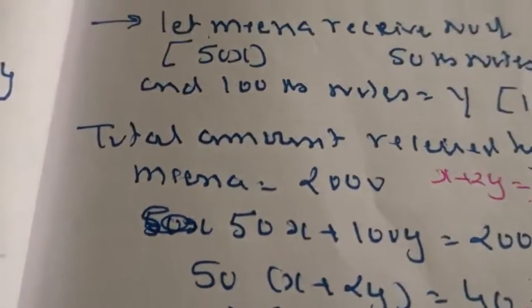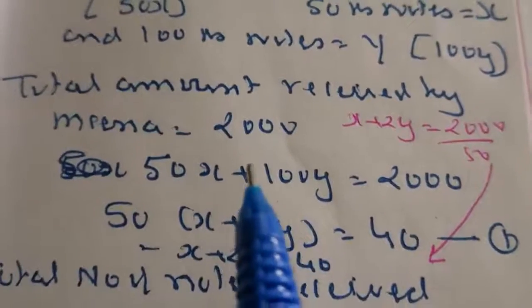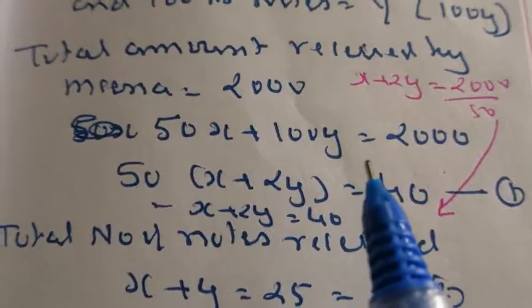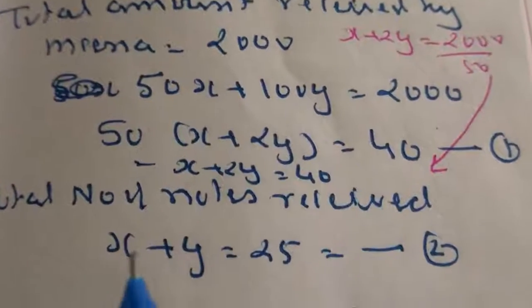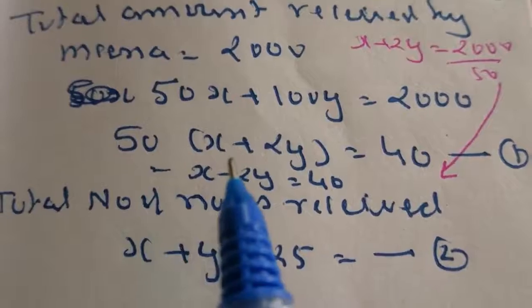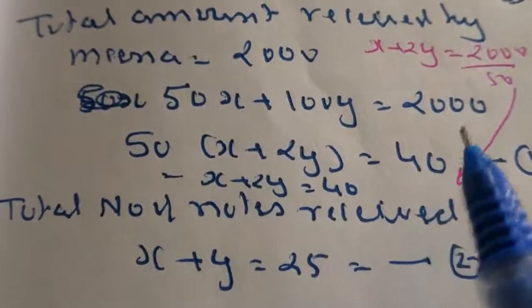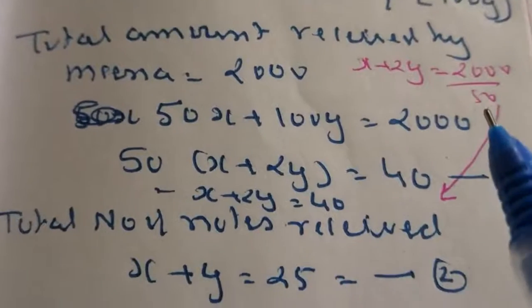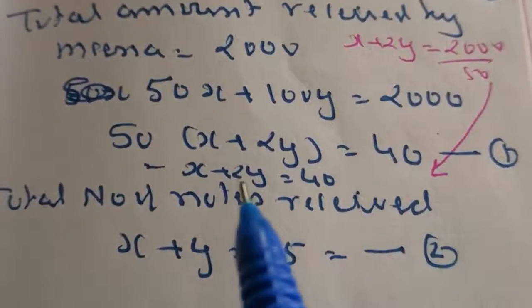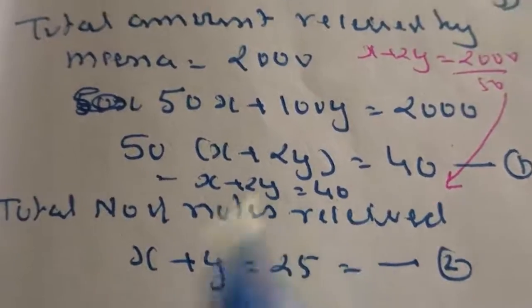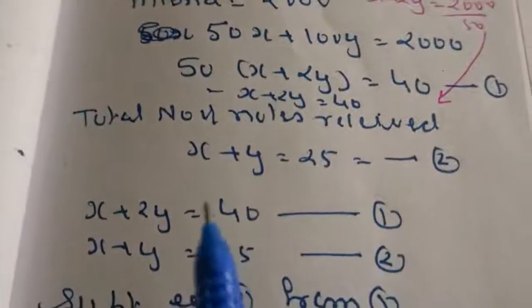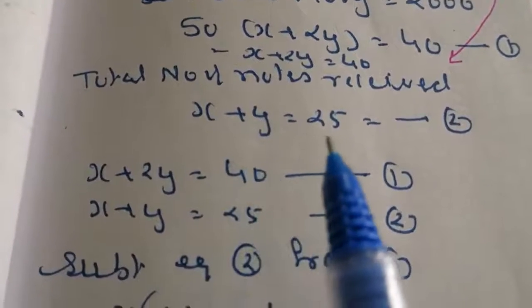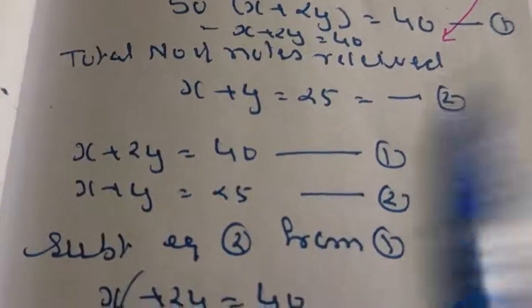The total amount received by her is 2000 rupees. So 50x plus 100y is equal to 2000. Now taking 50 common, it becomes x plus 2y is equal to 40, since 50 goes to the right hand side as division. So my equation is x plus 2y is equal to 40. Now the total number of notes received is 25. That means x plus y is equal to 25. That is my second equation.